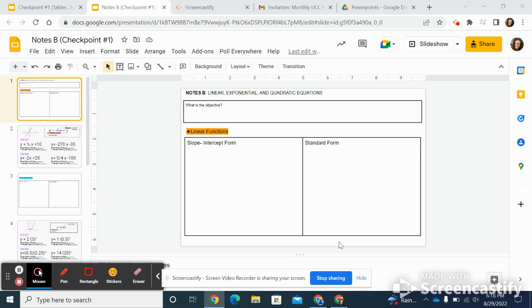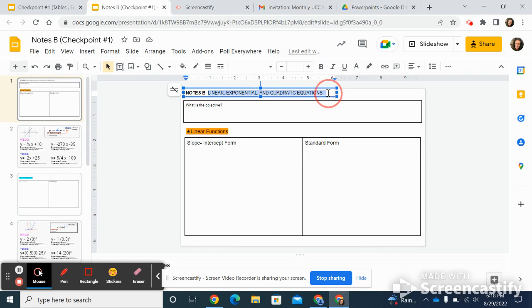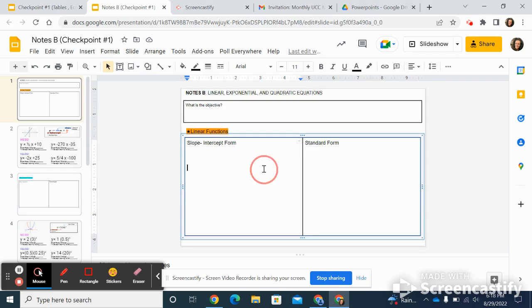Hi everyone, this is video one for our notes B, and this is all for our very first unit called linear, exponential, and quadratic equations. So we're going to go over in this video just the objective and then also the linear functions. Video two will be over exponential functions. Video three will be over quadratic.